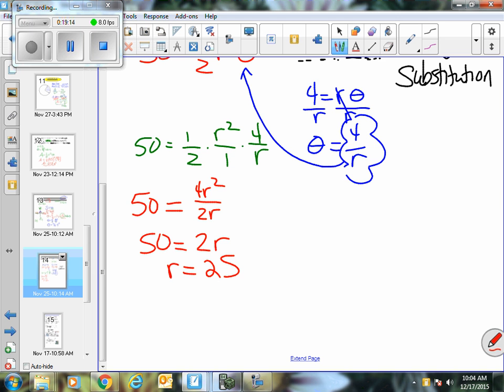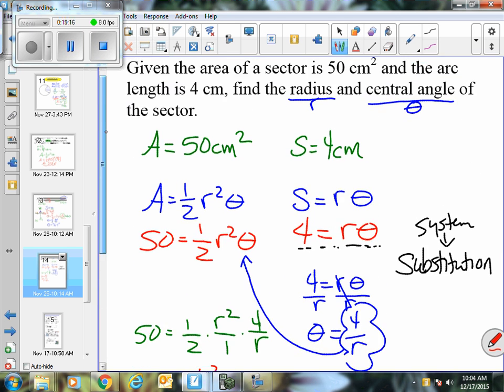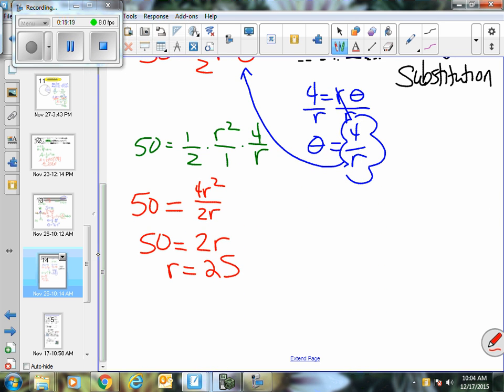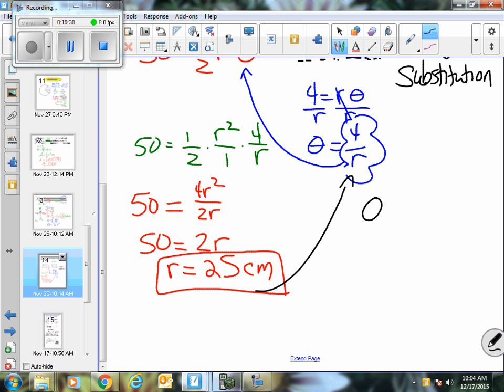And let's get some units on that. That's r for radius. Everything was in centimeters, so it'd be 25 centimeters. So the radius is 25 centimeters. Now, in substitution, once you have one of the variables, I can take that now and plug it back in. So I get 4 over 25. It's theta, so it's a central angle, and tell me what units we're talking. In the formula, when we solve for it, that comes out in radians. So this is a radian measure.